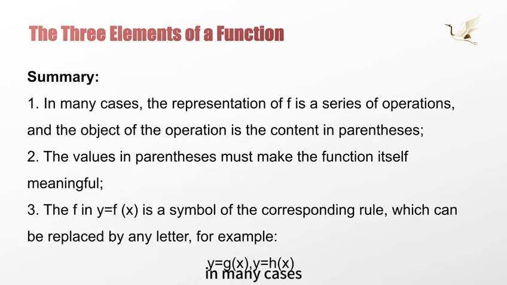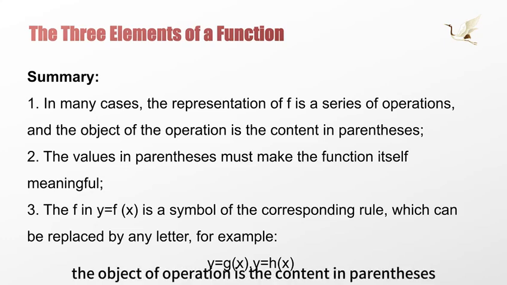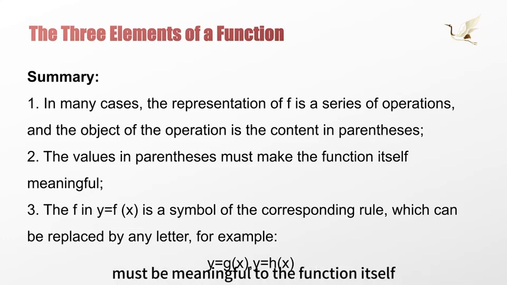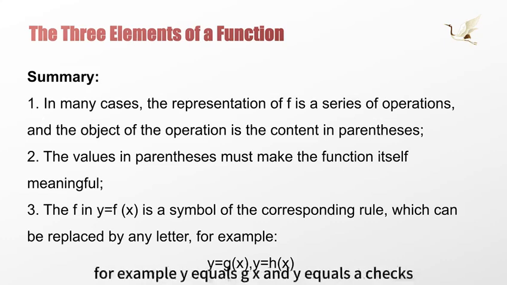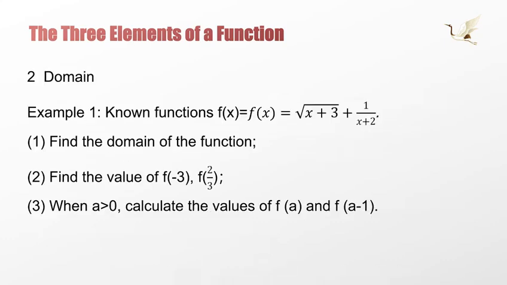In many cases, the correspondence relationship f is a series of operations. The object of operation is the content in parentheses. The values in parentheses must be meaningful for the function itself. In y equals f(x), f is a symbol of correspondence and can be replaced with any letter. For example, y equals g(x) and y equals h(x).